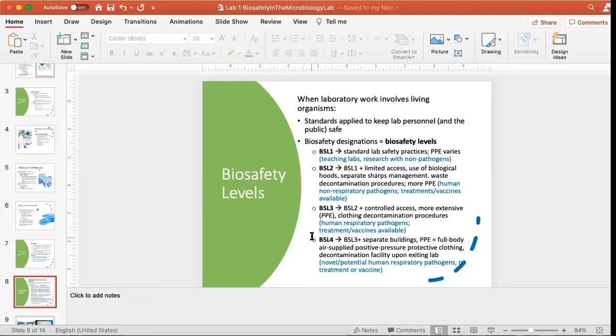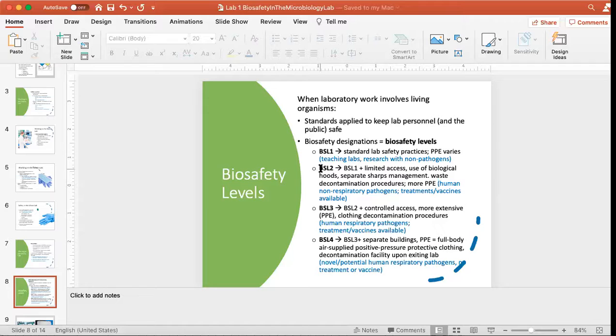What I do want you to know is that as the biosafety level number goes up, that means that the laboratory is handling more and more dangerous living organisms. So for example, a BSL-1 lab is the lowest level of hazard. Teaching labs in colleges, for example, are BSL-1 labs. We handle microbes in our microbiology lab, but we don't handle any pathogens in there. That's a BSL-1. It has basic lab safety standards and basic PPE.